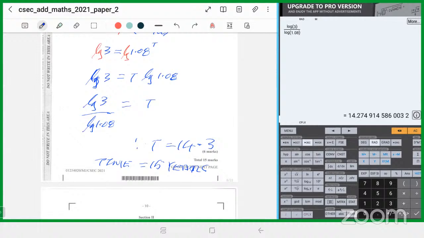For the month you triple. So I just have to put the answer: 15 years. So I don't put 14.3. Understand?